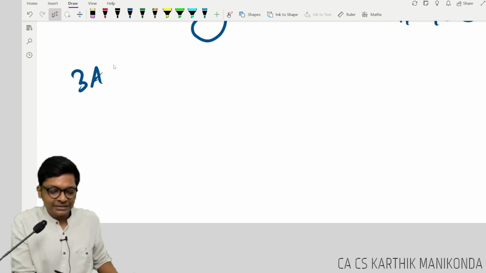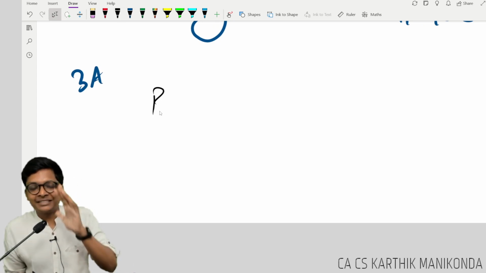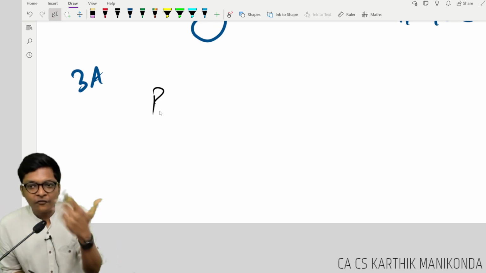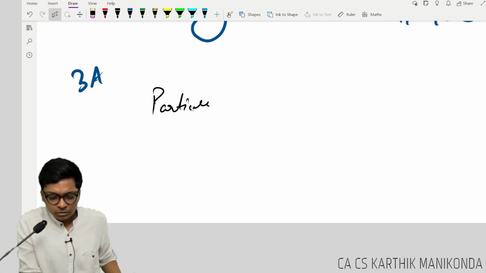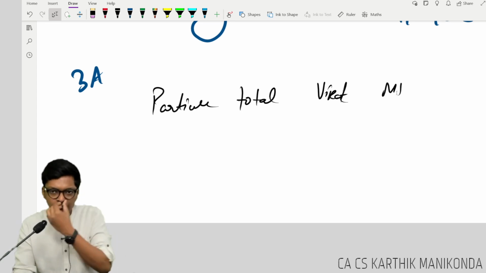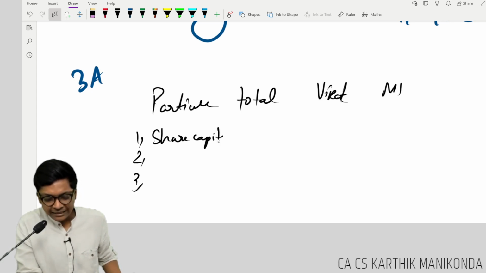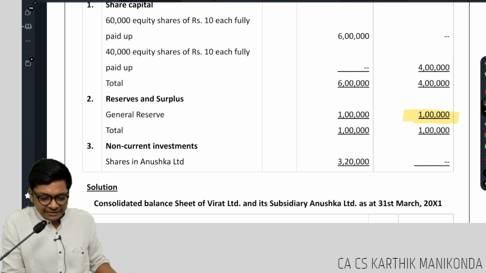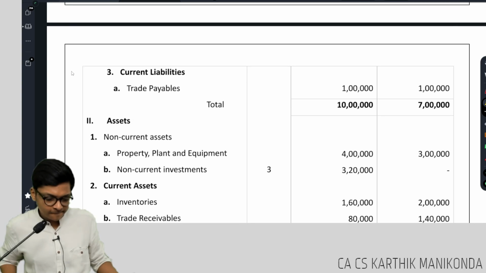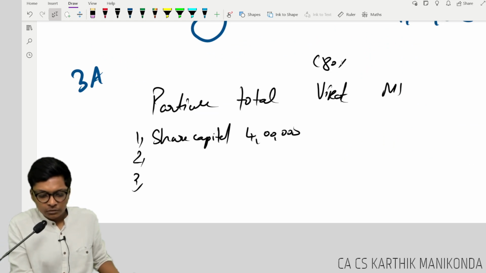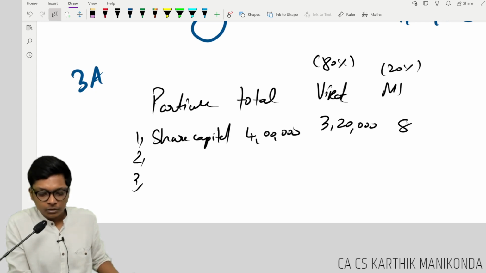Step 3A. This magic table is not there in the study material, guys. That means for each step they are doing separate working. We are doing one table for everything. Okay. Particulars, total, Virat, minority interest, 1, 2, 3. One is share capital. Share capital of Anushka is how much, guys? 4 lakhs. In this 4 lakhs, how much is Virat? 3 lakh 20. Therefore, minority is 80,000.